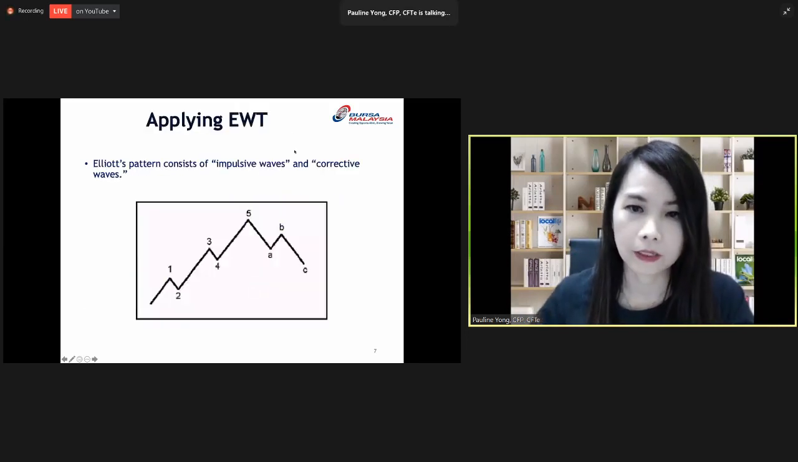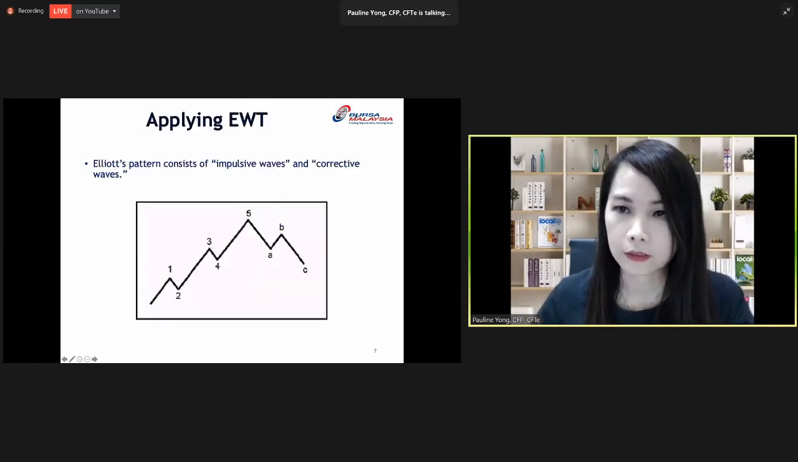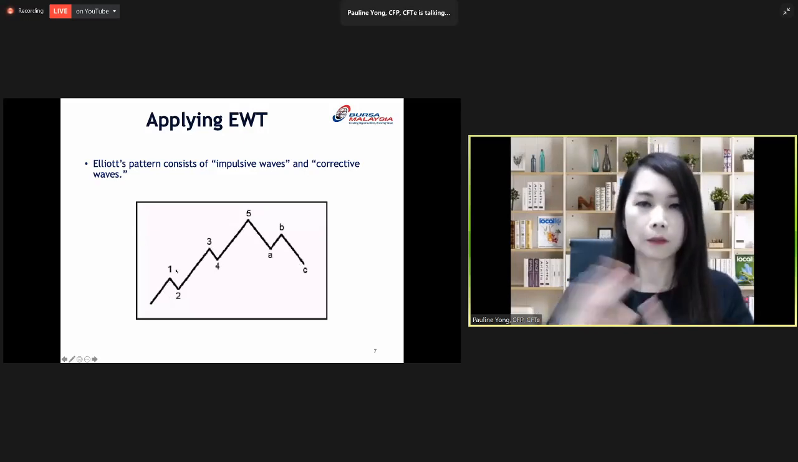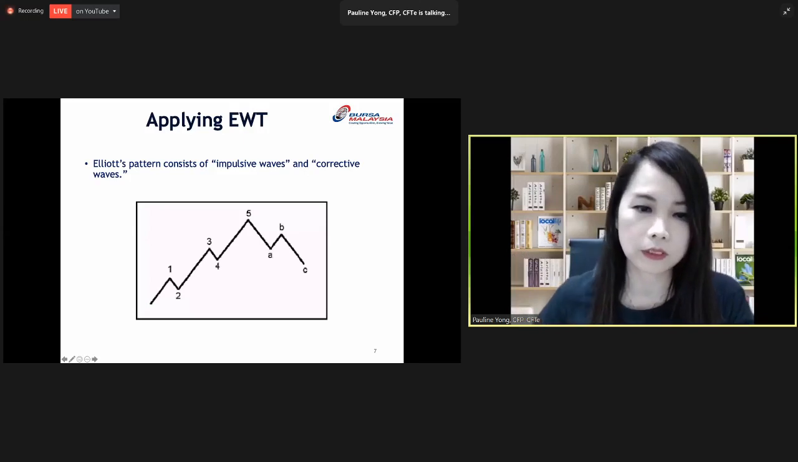When we look at the Elliott wave theory, these are the basic steps. Definitely you need to count the waves. The waves are 1, 2, 3, 4, 5, and then ABC. If you are looking at an uptrend, the uptrend will start with wave number 1, then 1, 2, 3, 4, 5, and then the corrective wave will be ABC.